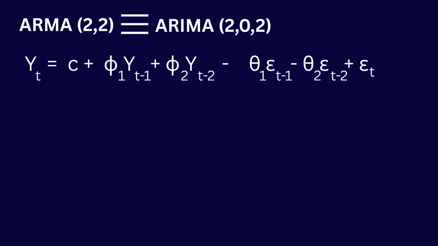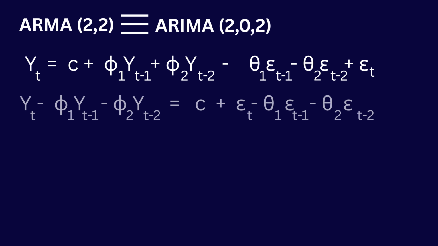Let's look at the example. In here we don't have an integrative part, so ARIMA(2,0,2). This is the general formula without the backshift operator. Yt equals C plus phi 1 times yt minus 1 plus phi 2 times yt minus 2 minus theta 1 times epsilon t minus 1 minus theta 2 times epsilon t minus 2 plus epsilon t.